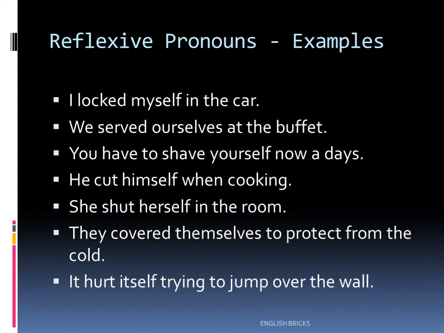So, basically what you need to understand is the doer of the action and the receiver of the action are the same people. The subject and the object is the same. And in between there is that action or verb which affects the subject itself.